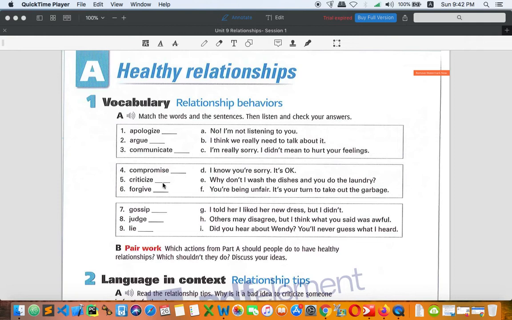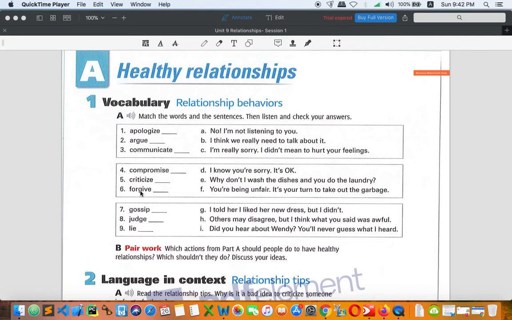Criticize is about blaming for some kind of reason. Most of the time it's about negative things. Forgive is about learning how to accept the apology. For example, if you make a mistake, and then your friend says, okay, that's okay, I will forgive you, that is the way you accept the apology. Because you don't want to have more problems. You just want to end your problems, so you have to forgive your friend or somebody.